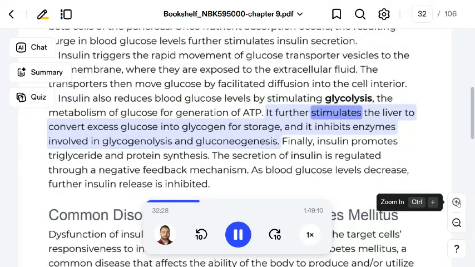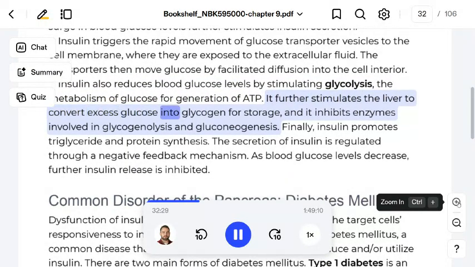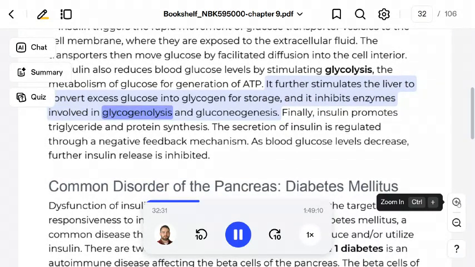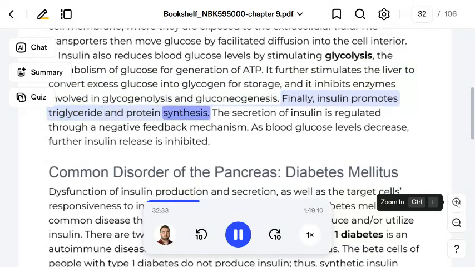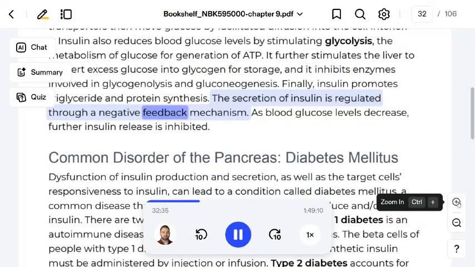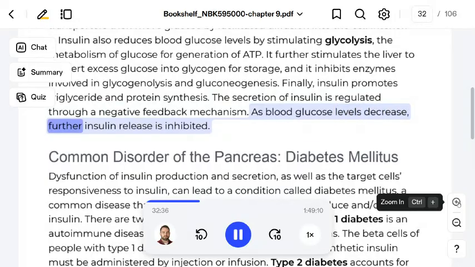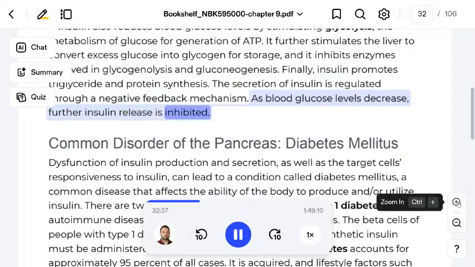It further stimulates the liver to convert excess glucose into glycogen for storage, and it inhibits enzymes involved in glycogenolysis and gluconeogenesis. Finally, insulin promotes triglyceride and protein synthesis. The secretion of insulin is regulated through a negative feedback mechanism. As blood glucose levels decrease, further insulin release is inhibited.